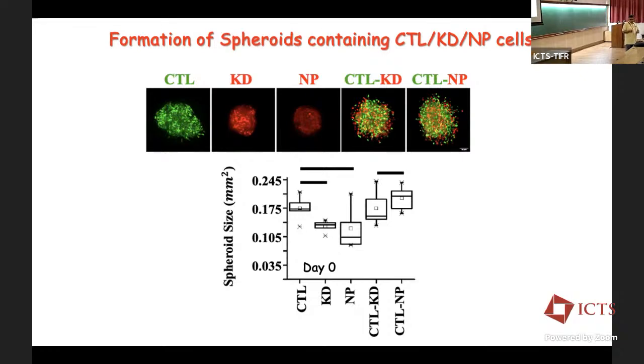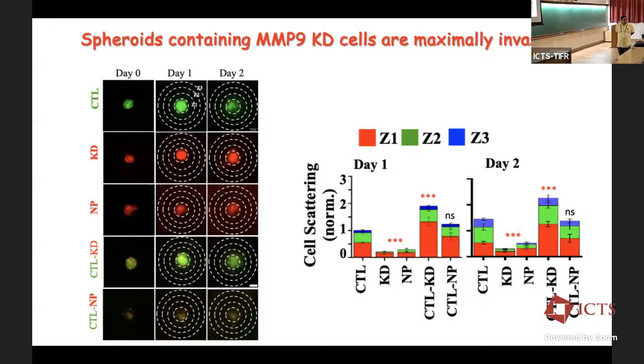To look at the impact on invasion, we implanted these spheroids in 3D collagen matrices and looked at their invasion. However, given that the spheroid sizes were not the same, at day 0 we divided the area into 3 zones. Zone 0 is the initial circle encompassing the spheroid at the day I seeded it, and then you have dotted lines which are of equal radial width.